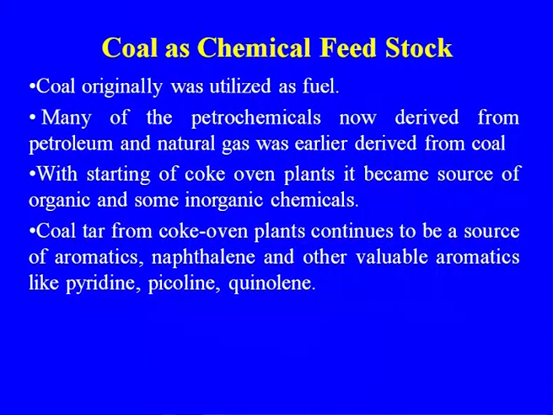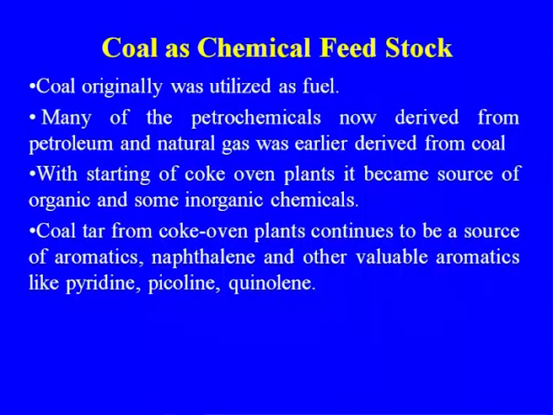With the starting of the coke oven plants, it became a source of organic and some inorganic chemicals, because the coke oven gases also contain ammonia, and that ammonia is being utilized by steel plants for making either ammonium sulfate or ammonium nitrate. Coal tar from the coke oven plants continues to be the source of aromatics, naphthalene and other valuable aromatics like pyridine, picoline, quinoline. This is only a selected list of the important aromatics. Apart from these, a large number of aromatics are present in the coal tar that we are getting from the coke oven plant.